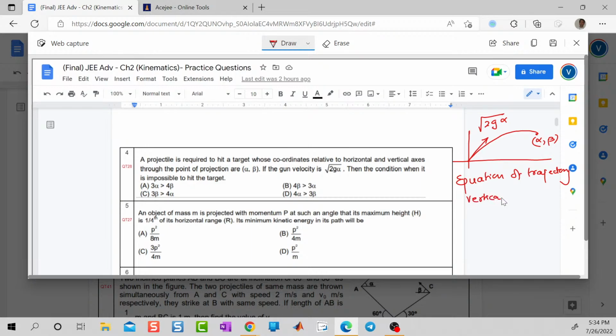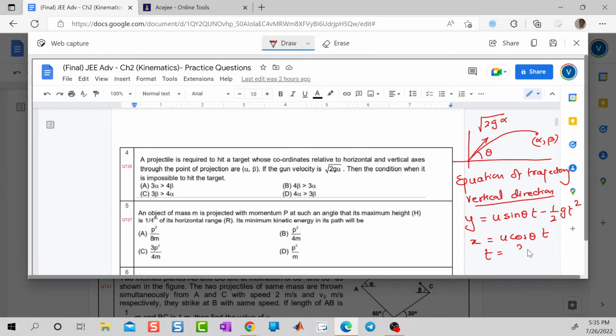So for the vertical direction, to be honest, we are not really interested in the v equals u plus at equation, so let's forget about it. We will focus on the other one, which is y equals, and let's say this launch angle was theta, u sin theta into t minus half g t squared. And in the horizontal direction there is no acceleration, so the displacement is u cos theta into t. So from here t equals x by u cos theta.